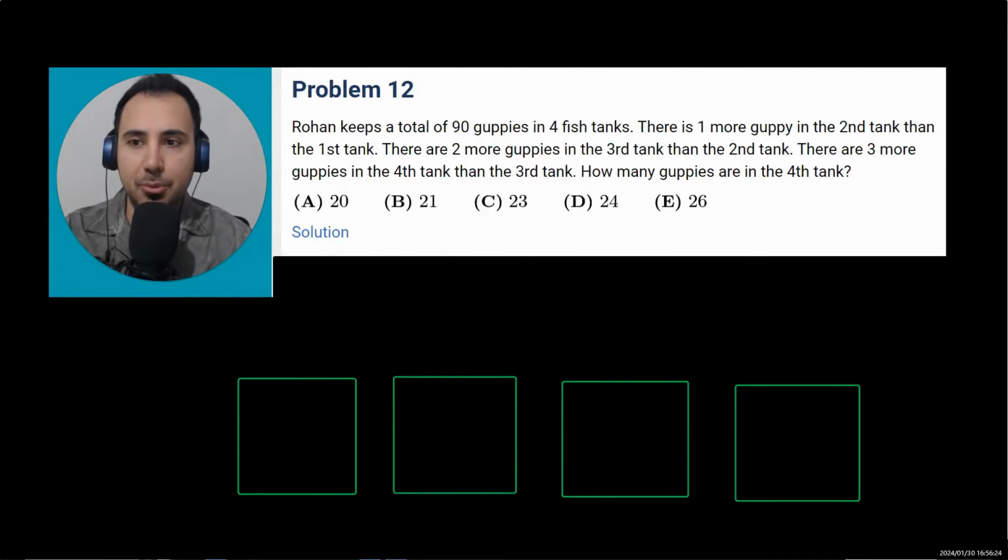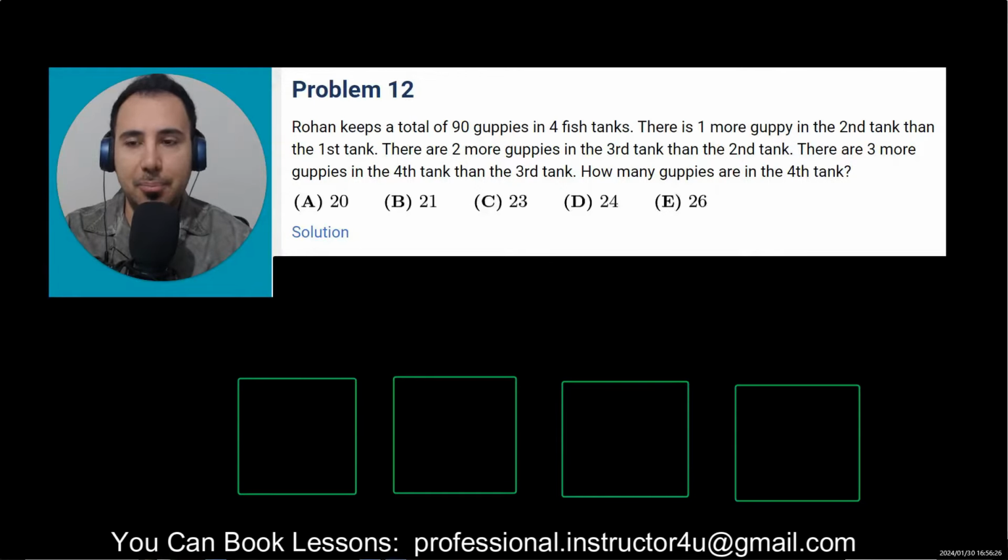Okay, let's do problem 12. With a little algebra, problem 12 is actually very straightforward. Let's read the question. Rohan keeps a total of 90 guppies in 4 fish tanks. There is one more guppy in the second tank than the first tank. There are 2 more guppies in the third than in the second, and there are 3 more guppies in the fourth tank. Okay, and so on.